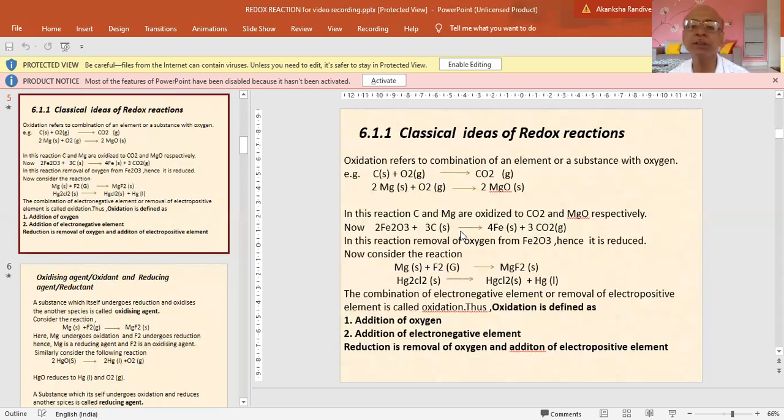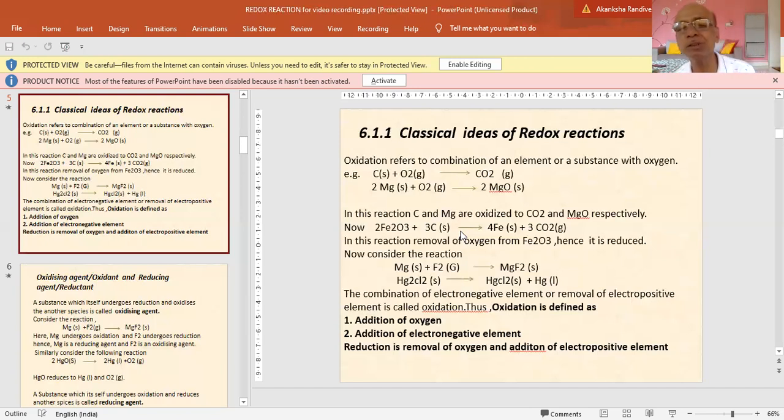Fluorine is a highly electronegative element. So magnesium combines with fluorine, forming magnesium fluoride. And that is why it is an oxidation reaction. Electronegative element, now electropositive element. Generally metals, they are electropositive in nature.